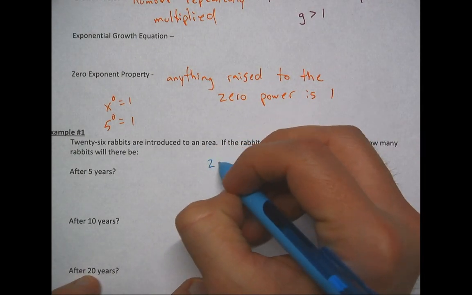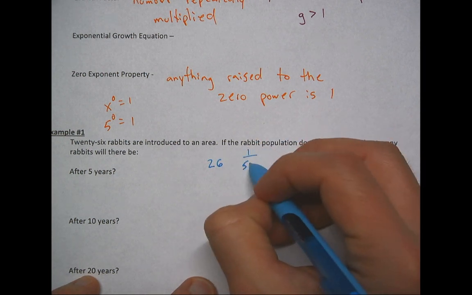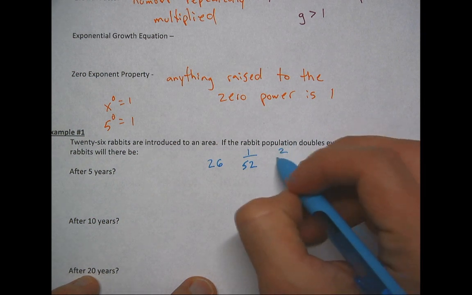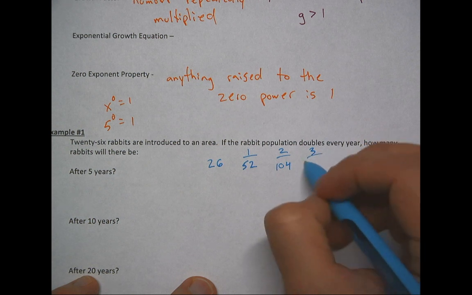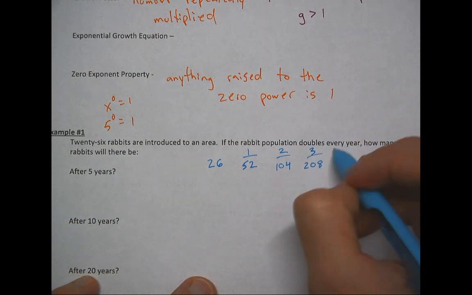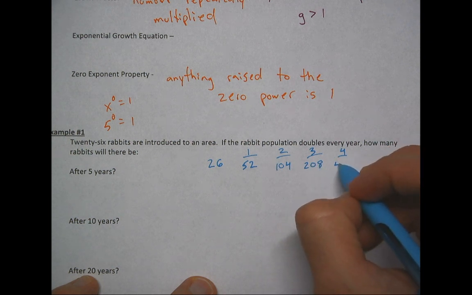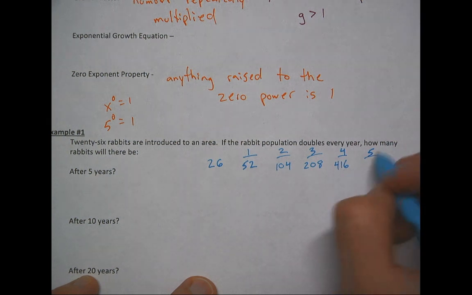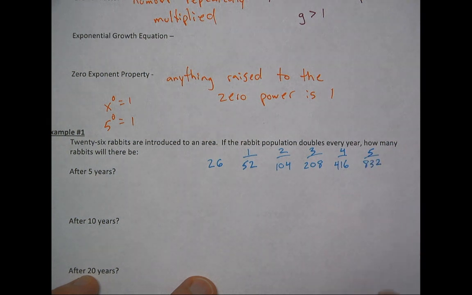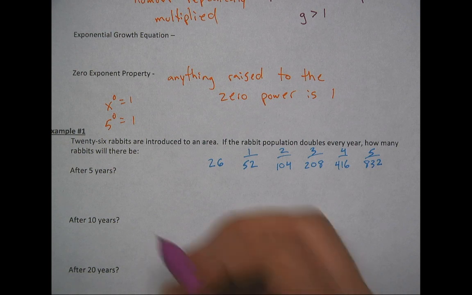Right? So let's actually write this out. We're starting with 26. After 1 year, you're going to have 52. After 2 years, it's going to double. You're going to have 104. After 3 years, you're going to have 208. After 4 years, double that. You're going to have 416. So after 5 years, it's going to double again, and you're going to have 832. So you could do it that long way, of course, but we want to try and use this formula so we can get to this answer a lot faster.